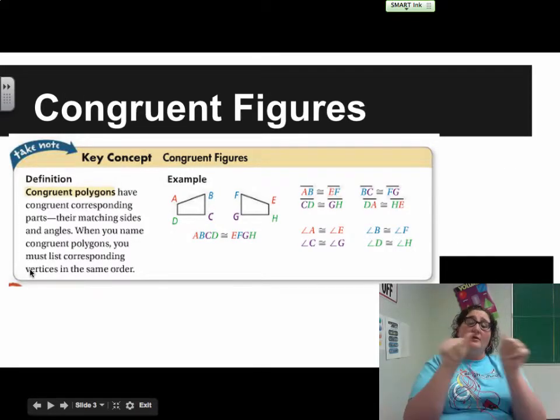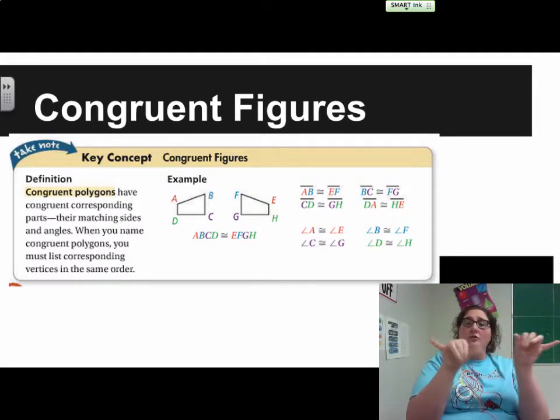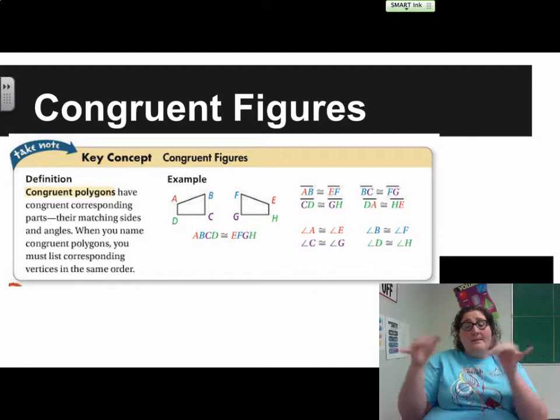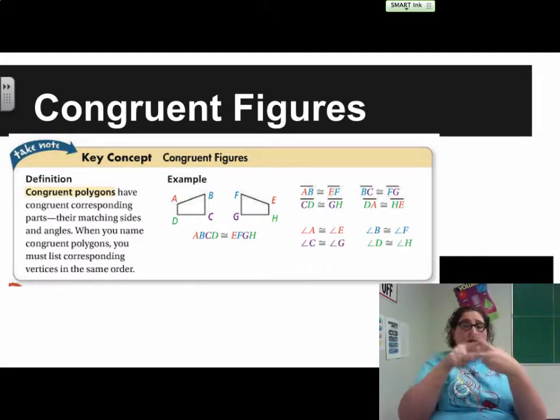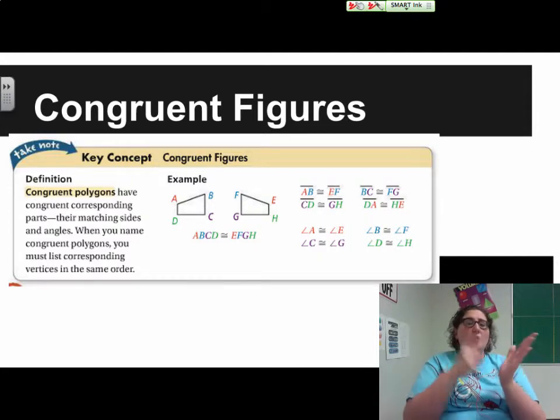Congruent figures, definition: congruent polygons have congruent corresponding parts, their matching sides and angles. When you name congruent polygons, you must list the corresponding vertices in the same order. So notice here, they have two figures and they're saying ABCD is congruent to EFGH.